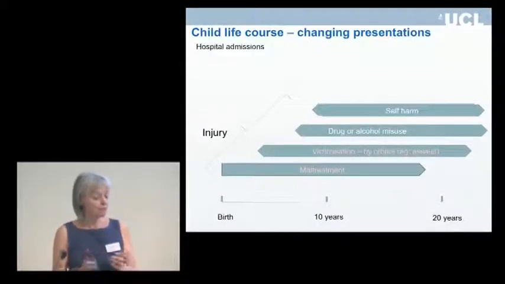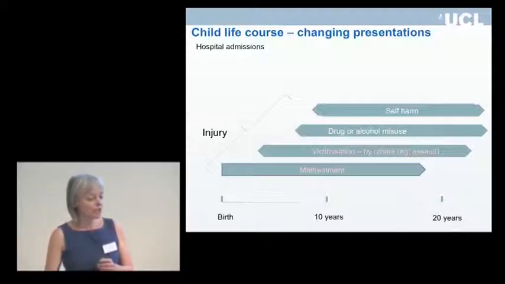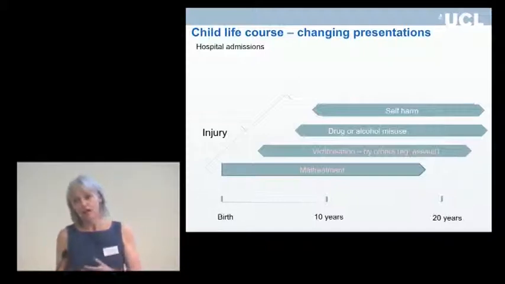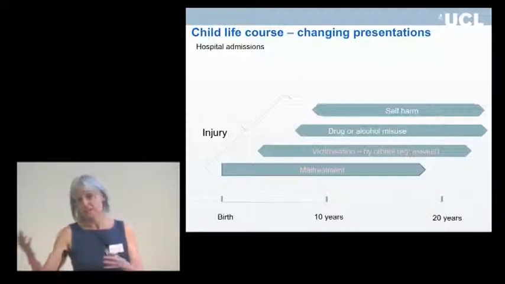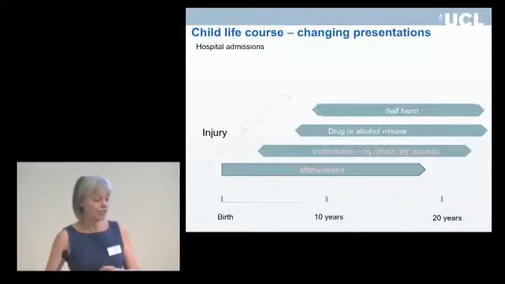Okay, so that's victimisation, but as we know, over the child life course, one of the other manifestations of adversity will also be drug or alcohol misuse, self-harm, and mental health as well, although these are the forms that present with injury. So I'm sticking with injury for the moment, and I'm moving into this older age group.